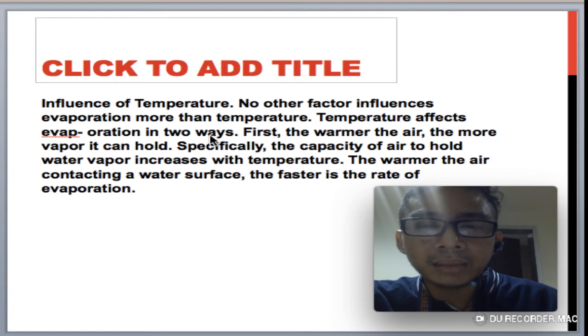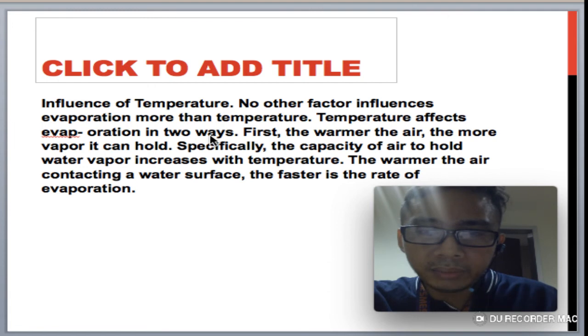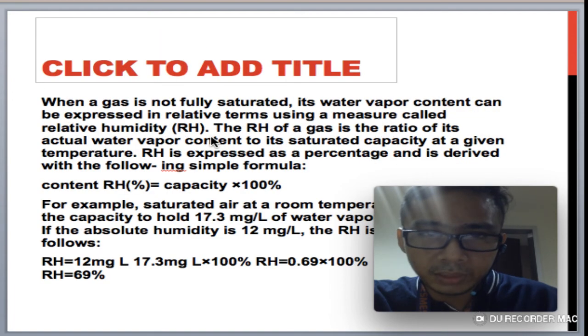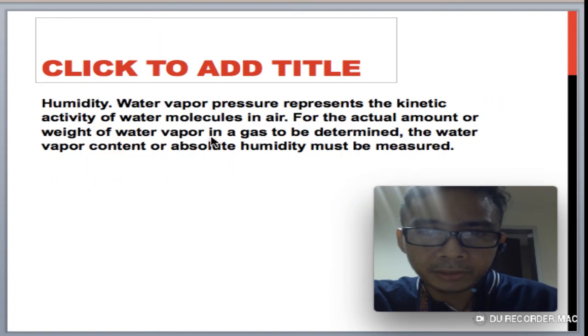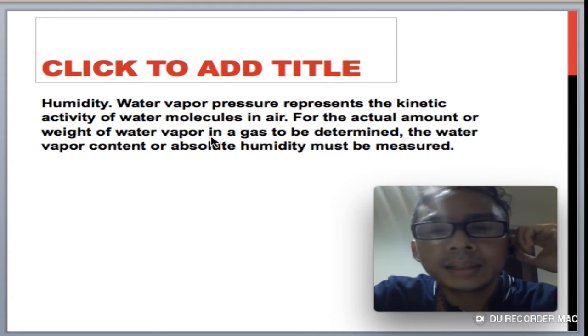So how can you maintain a normal body temperature or normal humidification of gases going to the lungs? This will be taken up in your mechanical ventilator subject. So, the importance of humidity therapy. Speaking of humidity, we define humidity as water vapor pressure representing the kinetic activity of water molecules in air. So there should be a kinetic movement of water vapor in your tubings. That is the humidity.